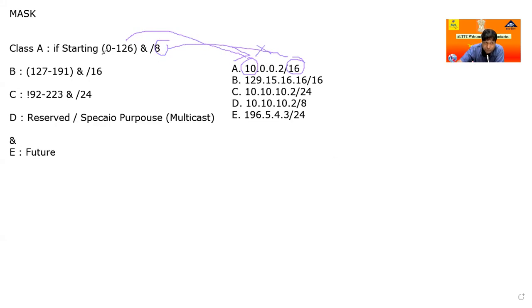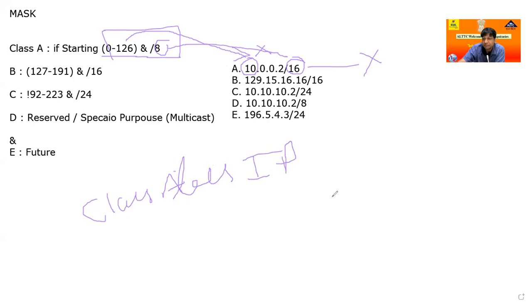Class A means both are followed, otherwise not. The IP is valid because all octets belong to 0 to 255, as already discussed, no problem. It is a valid IP, but as per our books, it does not belong to this class, so it does not belong to any class. For class A, both must be followed. So option A is not in any class. You can say this is a classless IP. It will not come in any category.